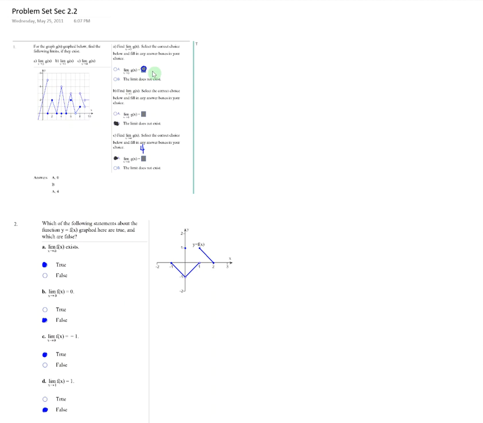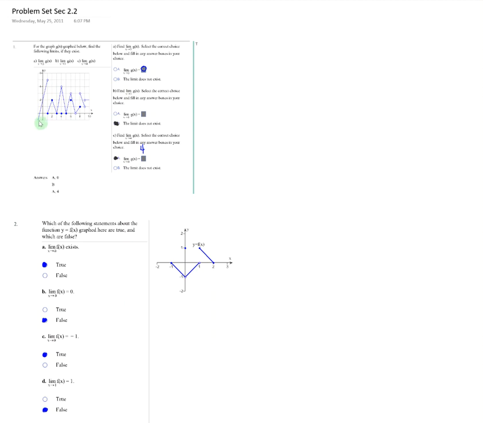B part, as x approaches 1. As we go on the x-axis and we get to 1, if the function's coming from the left when x is 1, you're up here at 5. If you're coming in from the right, you're at 0. If these numbers are not the same, then the limit does not exist. It has to be the same on the right and the left.